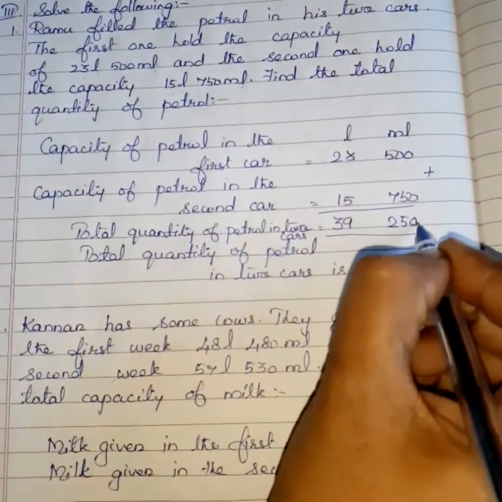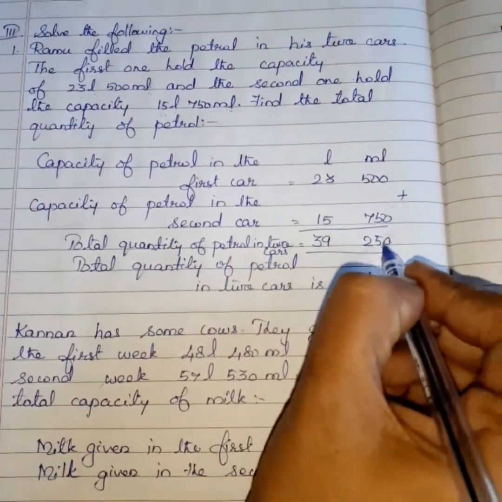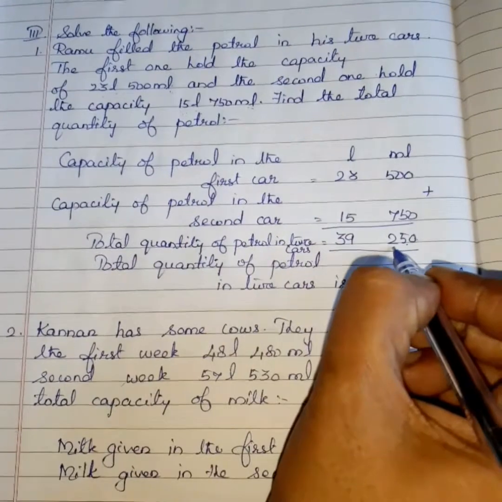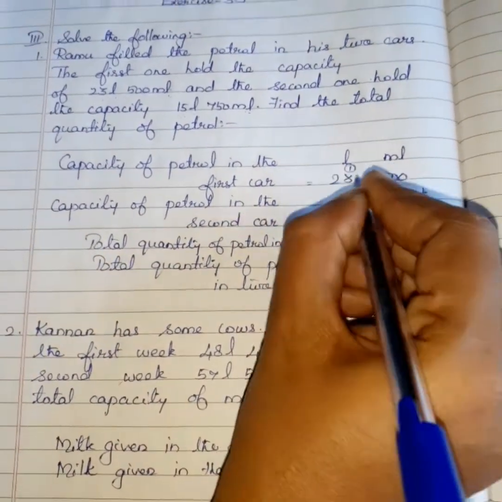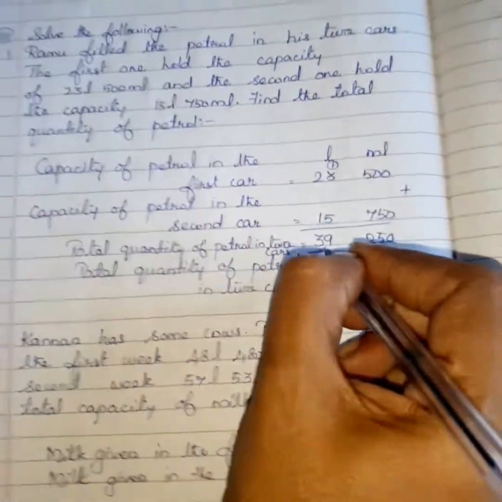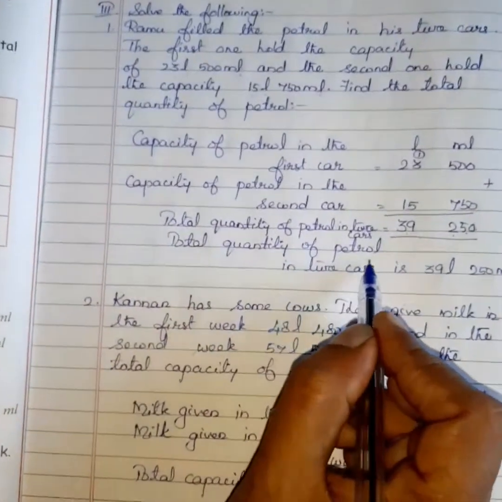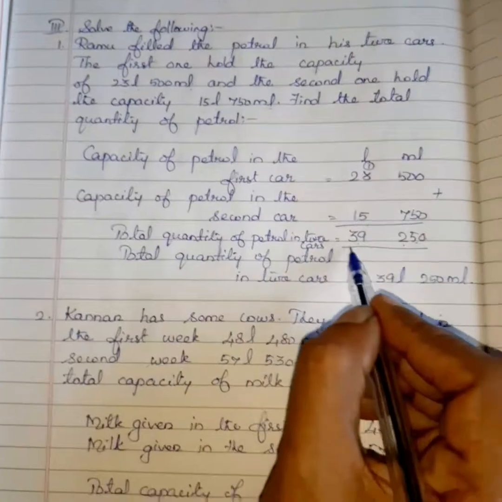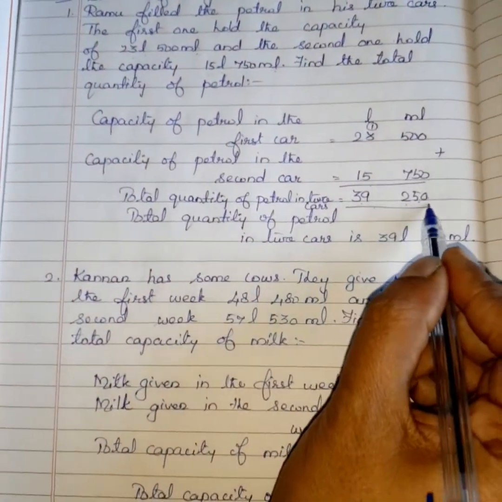0 plus 0 equal to 0. 0 plus 5 is equal to 5. 5 plus 7 is equal to 12. Remaining 1. 1 plus 3 is equal to 4. 4 plus 5 is equal to 9. 2 plus 1 is equal to 3. So the total quantity of petrol in two cars is 39 liter 250 milliliter.